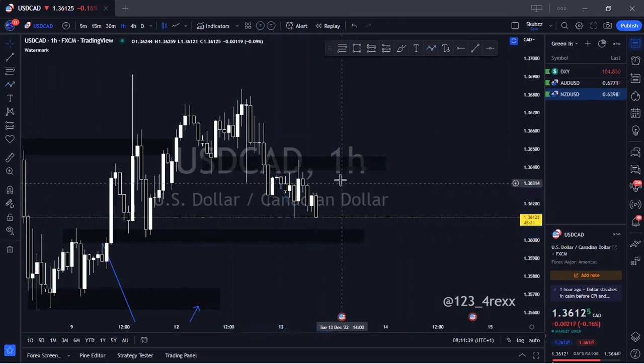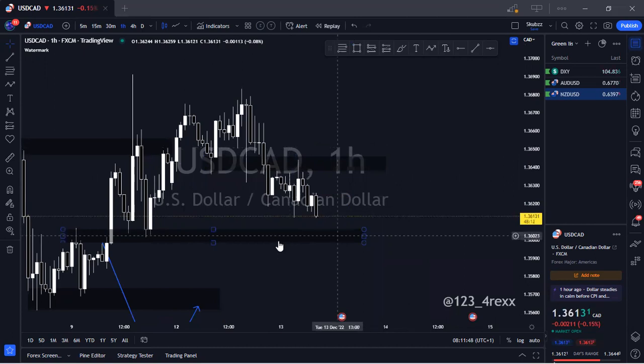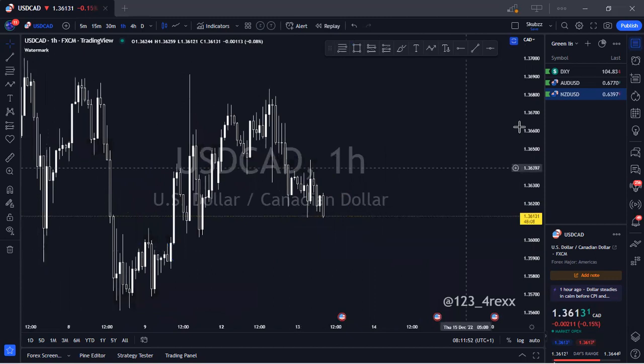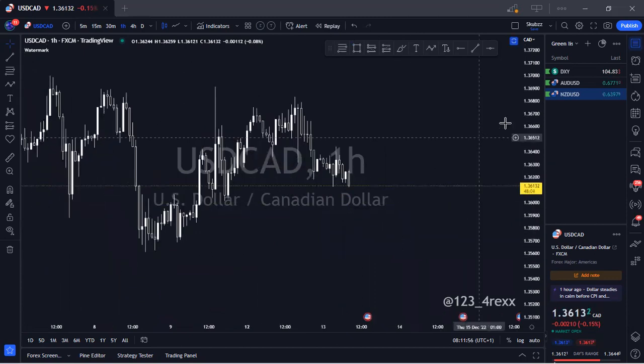You can start taking partials now or moving your stop loss to break even, for 70 pips is a whole lot. And there's news today, so don't hold your profits through the news. That's basically it. Is there another pair you guys want us to take a look at?